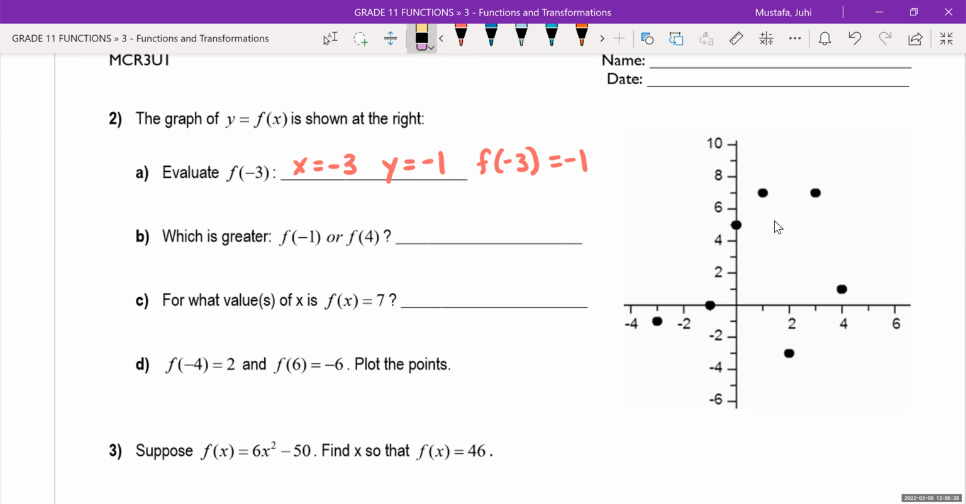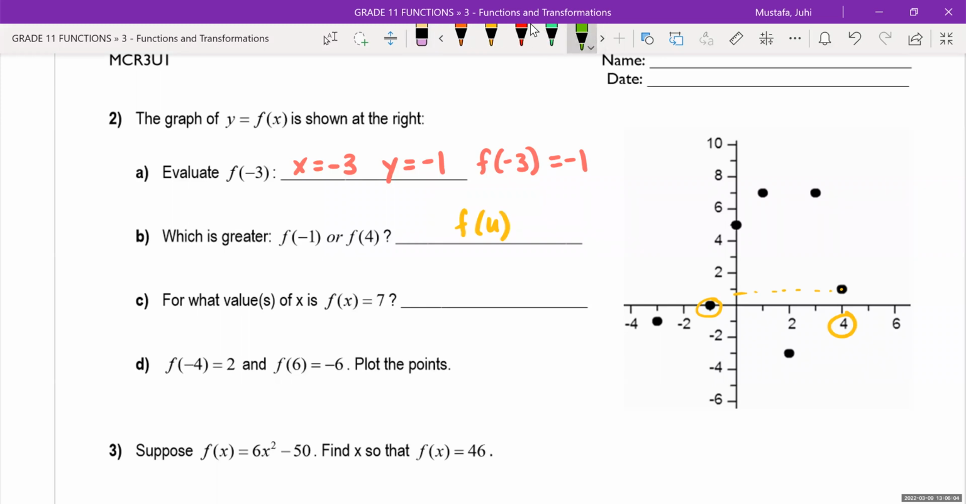Question B, which is greater, f at -1 or f at 4? When x is equal to -1, what's y equal to in this question? So when x is -1, y is just going to be equal to 0. And then when x is 4, y is going to be equal to 1. So which one of the functions is greater? F of 4, which is equal to 1. You like this? You don't like this?